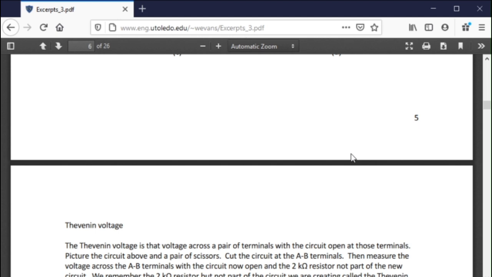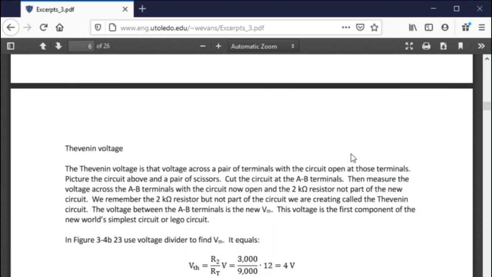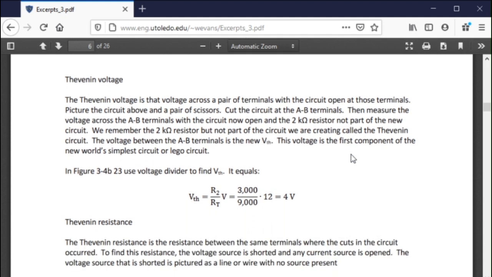Okay, so you have these two entities. One is called the Thevenin voltage, and one is called the Thevenin resistance. And you have to find both of them. So the Thevenin voltage is the voltage across a pair of terminals with the circuit open at those terminals. Picture the circuit above with a pair of scissors. Cut the circuit at the AB terminals, then measure the voltage across the AB terminals with the circuit now open and the 2K resistor not a part of the new circuit. We remember the 2K but it's not part of the circuit we're creating, called the Thevenin circuit. The voltage between the AB terminals is the new V Thevenin.